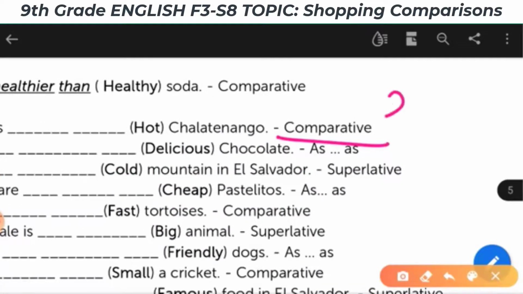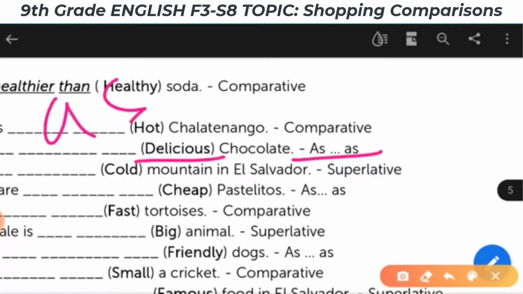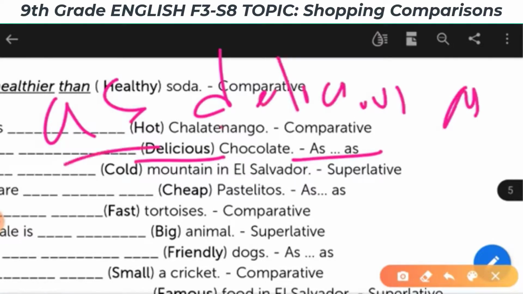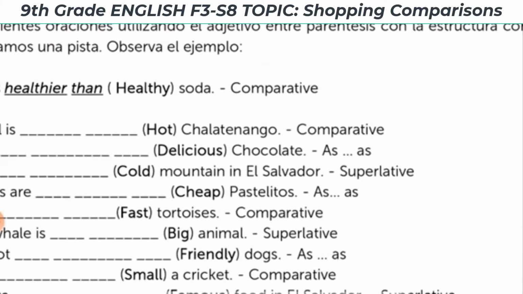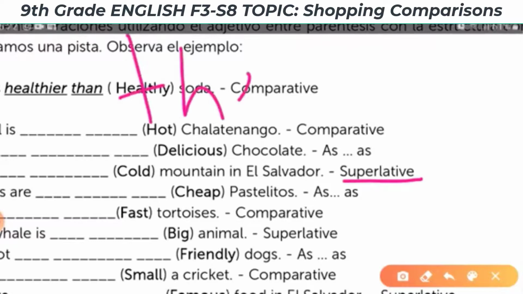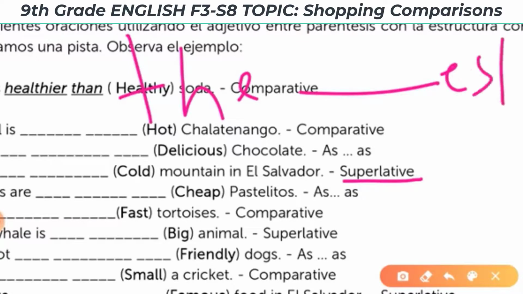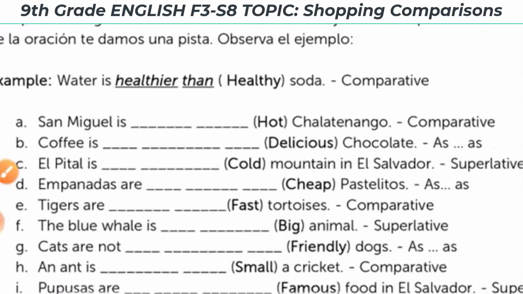Cuando es comparative le añades el er y el than. Cuando es as le añades el as, el adjective delicious y otra vez as. You say as delicious as, for example. Y cuando es superlative, acuérdate que debes llevar el the y el adjective y al final est. For example, the coldest. Yes. So El Pital is the coldest mountain.